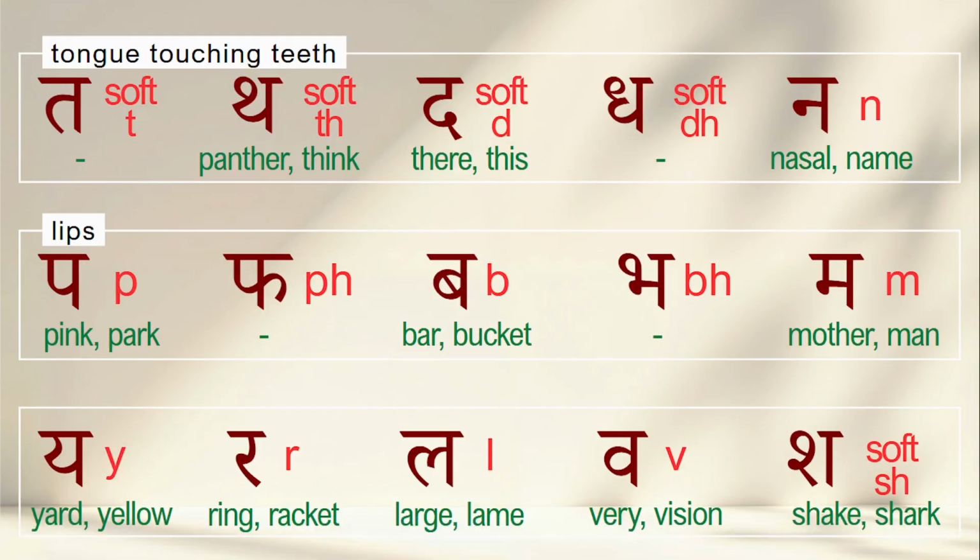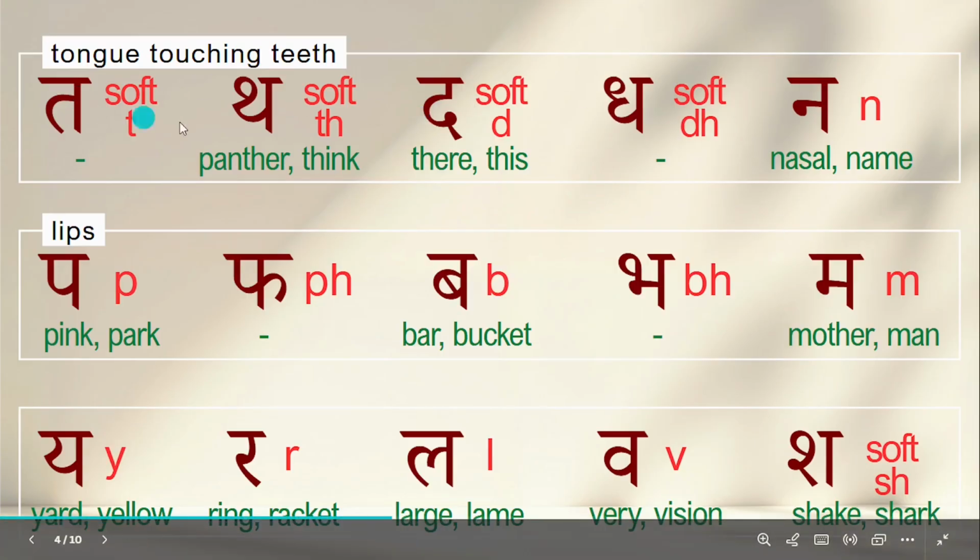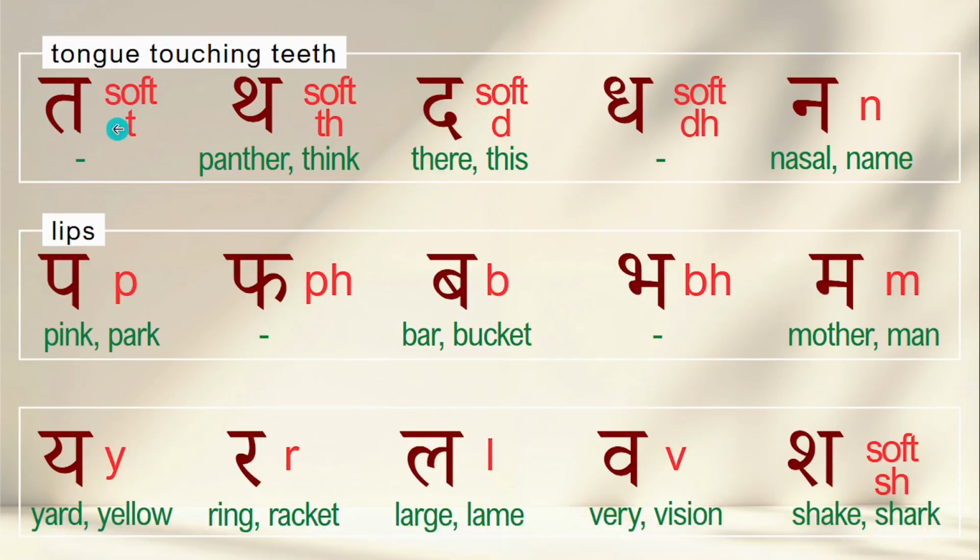Okay, next. Now we have the soft sounds of the previous ones. So that's a soft t. Again, I couldn't find an English word for this. If there is one, please let me know. So there is ta, if I can say Hindi words with it: words like tara, sitara, tail.